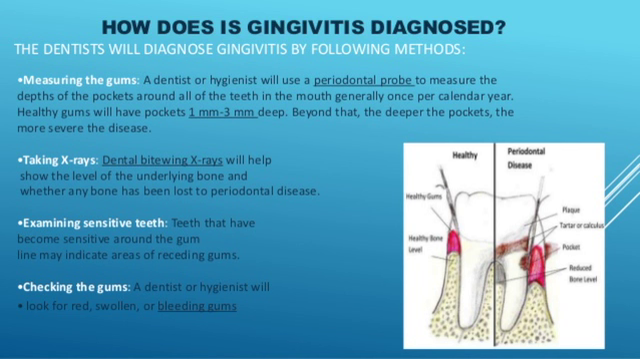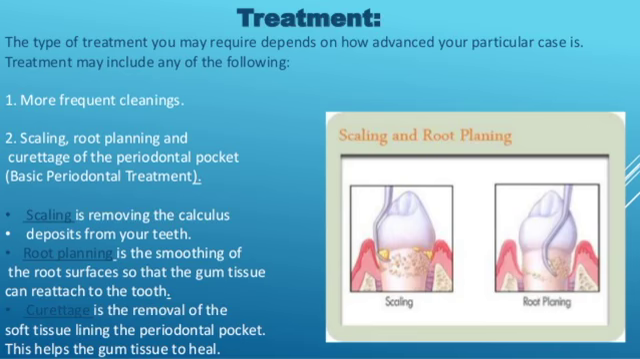Now measuring the gums is an important factor. How will you measure it? You will measure it by the use of a periodontal probe that has markings on it, to know the depth of the pockets that are around the teeth. Generally healthy gums have a pocket depth of around 1 to 3 mm, and if the pocket is beyond that, then that indicates gingivitis.